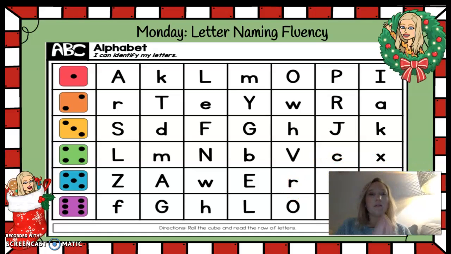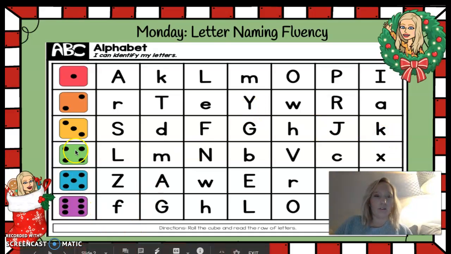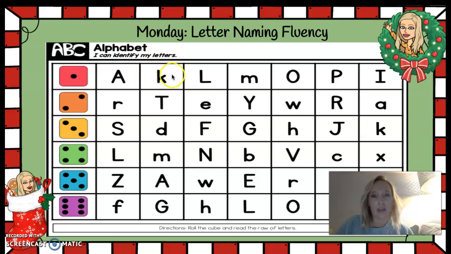Excellent. Let's roll again. Gonna roll my dice. I rolled a number 1. Ready? Let's find the number 1 on the side. Here it is. Let's read it. A, K, L, M, O, P, I. Your turn to read it. Great job. All right, and we'll do one more.